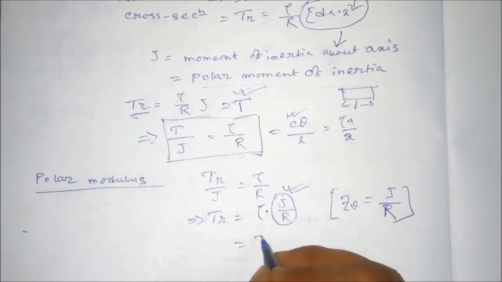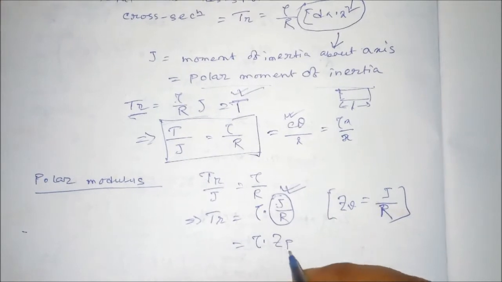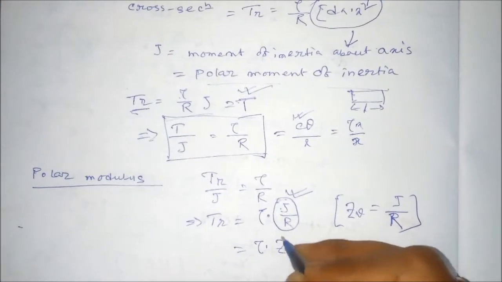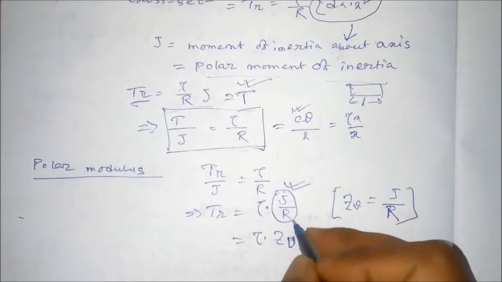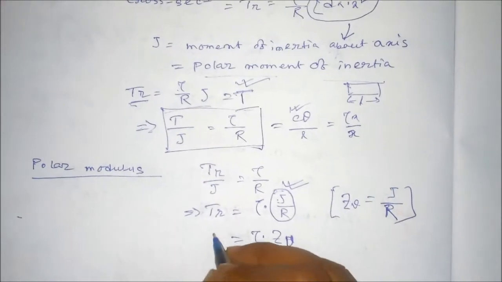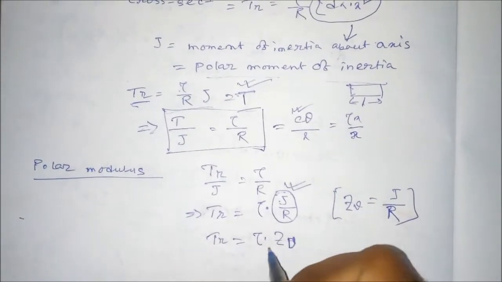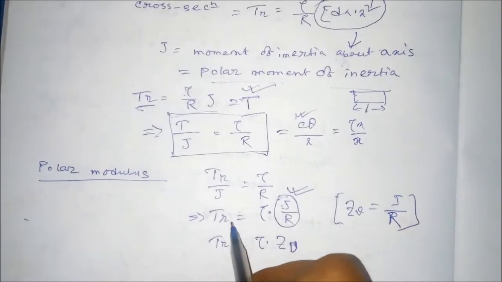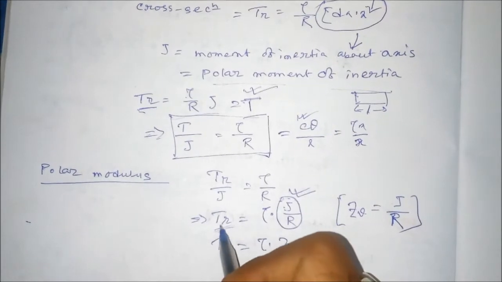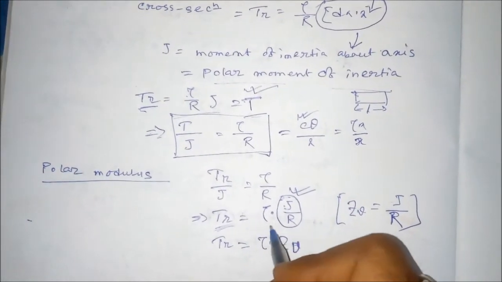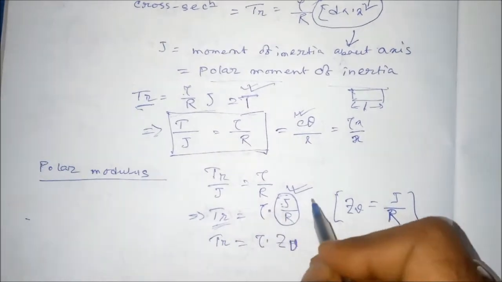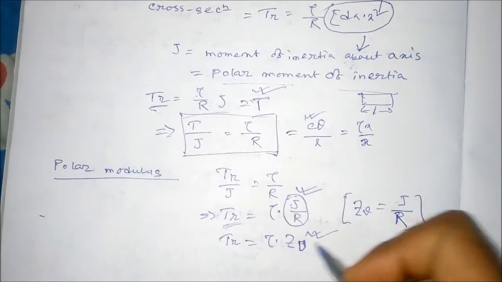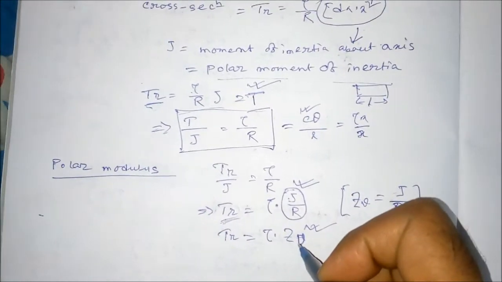So this is equal to stress multiplied by Zp. Actually Z we generally use for plastic modulus, so we are not using that, we are using Zp. So T is equal to tau times Zp. We know the stress multiplied by the modulus will always be equal to the moment. So in this case the moment is equal to stress multiplied by this ratio, which is nothing but a kind of modulus, and this is called the polar modulus.